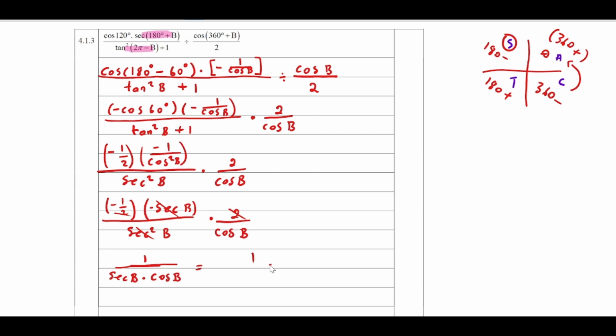Let's remind ourselves, what is sec? Sec is 1 over cos multiplied by cos. And then what's going to happen now? Cos and cos are going to divide, and I'll be left with 1 divided by 1. And then the final answer becomes what? Becomes 1. And that is our final answer there. Yes, that is 4.1.3. Moving on.